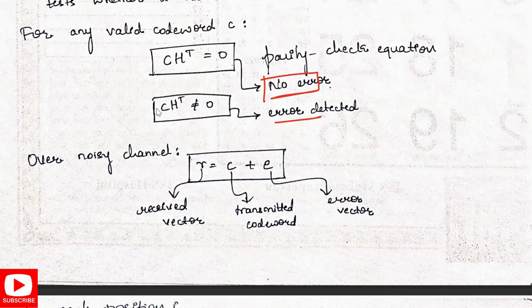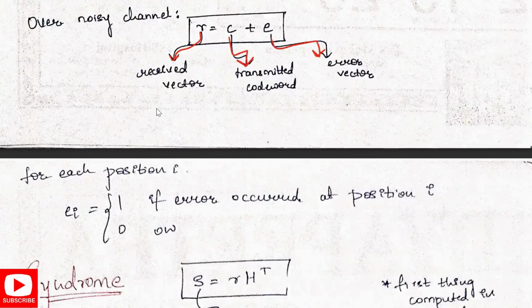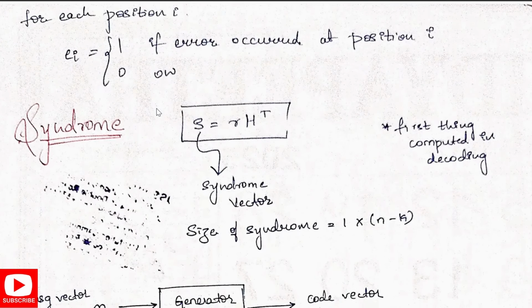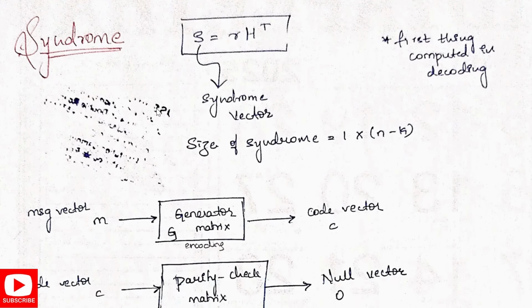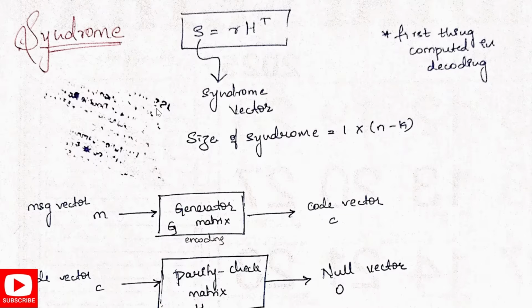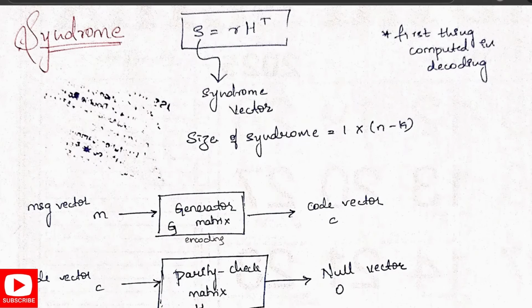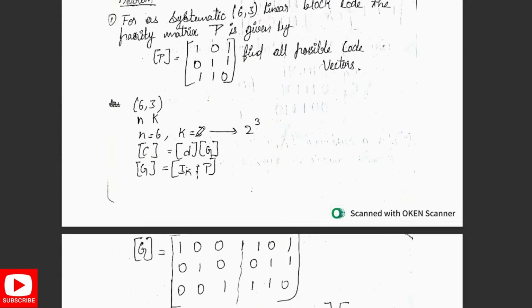In a noisy channel, you can represent it as R is equal to C plus E, where R will be my received vector, C will be my transmitted code word and E will be my error vector. Now for each position i, you can represent the error as Ei. Next comes the syndrome. Before going to the syndrome, we'll look into some problems related to the matrix and we will come back.